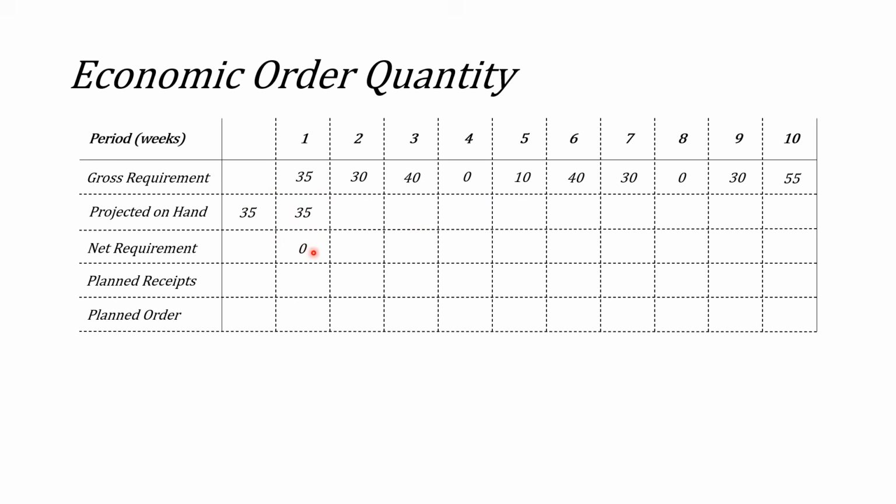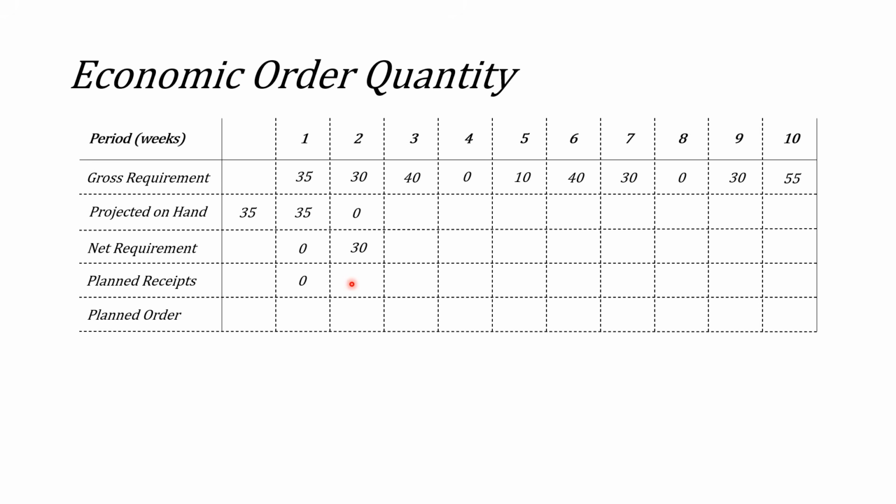So the net requirement here is 0, right? So no receipts, and I don't need to place an order. So next month I have 0 on hand, which means I have a net requirement of 30 units. Now, whenever I'm placing the order, I'm going to place an order that is equal to the economic order quantity derived from the exact same formula as we've done before.